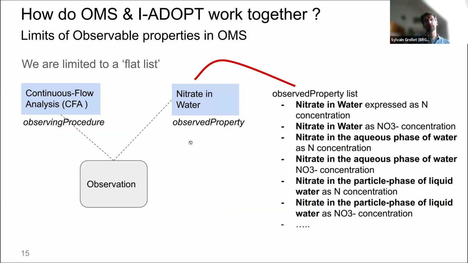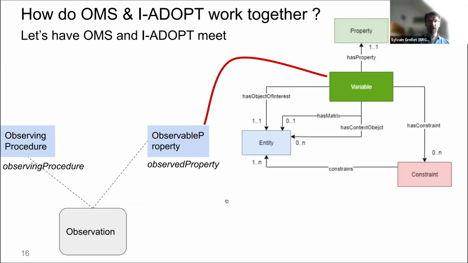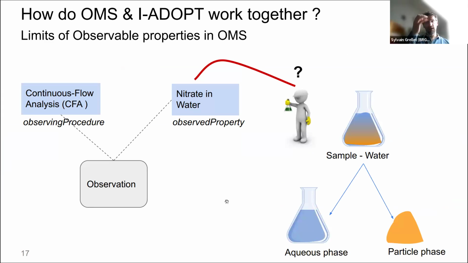There are limits, and they're well known, of how we describe the observable properties in OMS. We just have that observed property role to that class, and many information systems around the globe end up with a long list of observed properties. On purpose, that's just an example focused on nitrates. So we met the two together, and an example of the limit is here. If you just observe through that procedure nitrate in water, are you actually working on the aqueous phase of water or the particle phase of it? You cannot differentiate that from here, unless you have a huge list of properties.